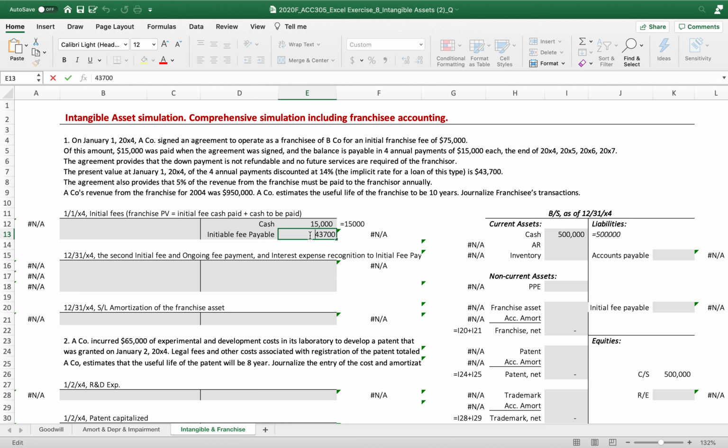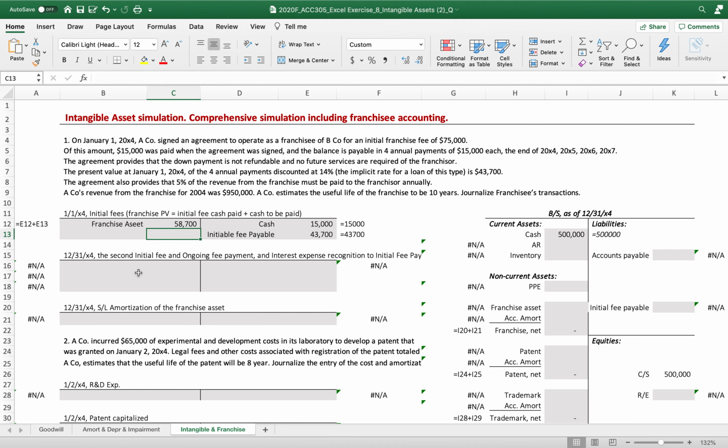And then here, that is the asset, the franchisee's asset, the benefit, the right to receive this franchise. So we put franchise asset, exactly the present value of this franchise asset, 57,800.